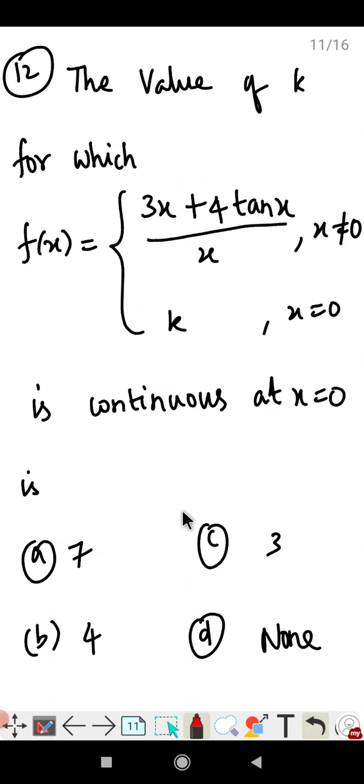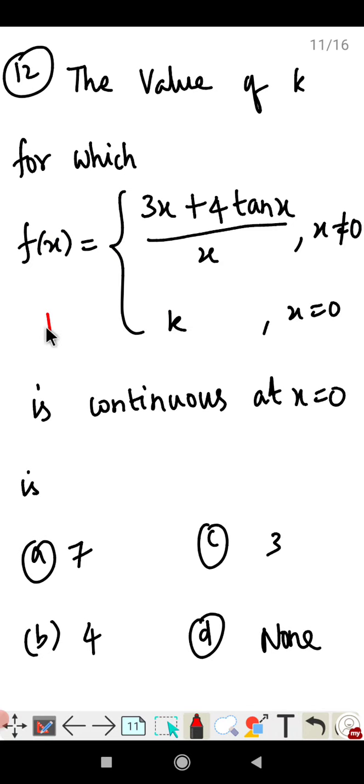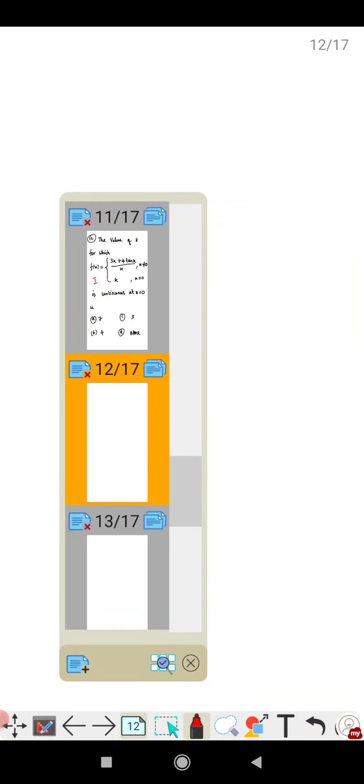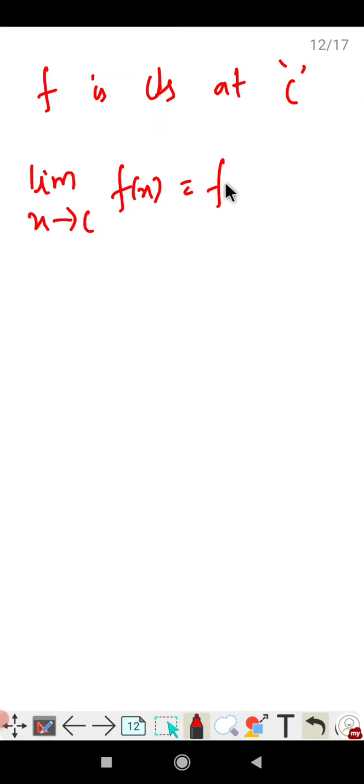Okay, so the 12th question. The function f of x is defined like that: for x not equal to 0 it is this value, and for x equal to 0 the value is k. It is continuous at x equal to 0. For what values of k is this function going to be continuous at 0? If such a split is possible, we have to use the first definition. What is the first definition? If f is continuous at c, then limit x tends to c, f of x is equal to f of c.